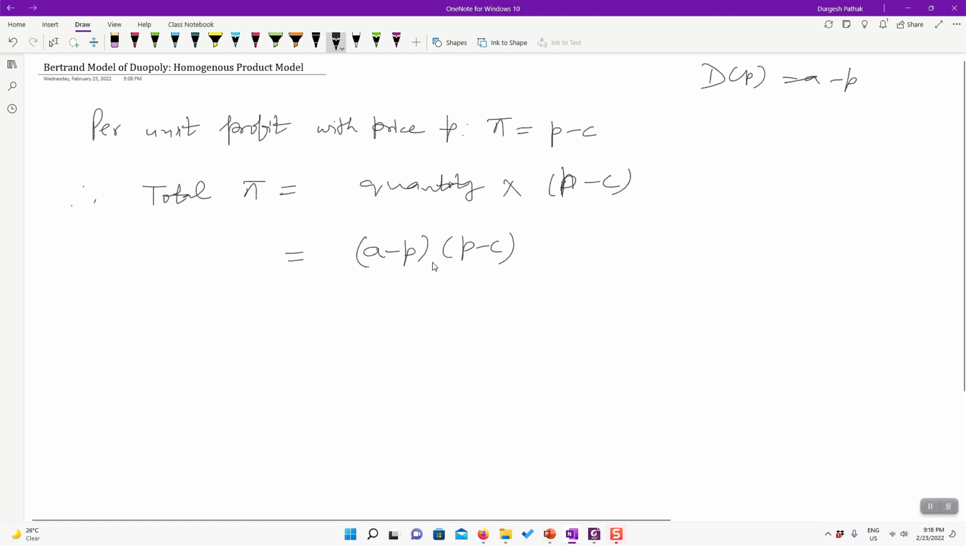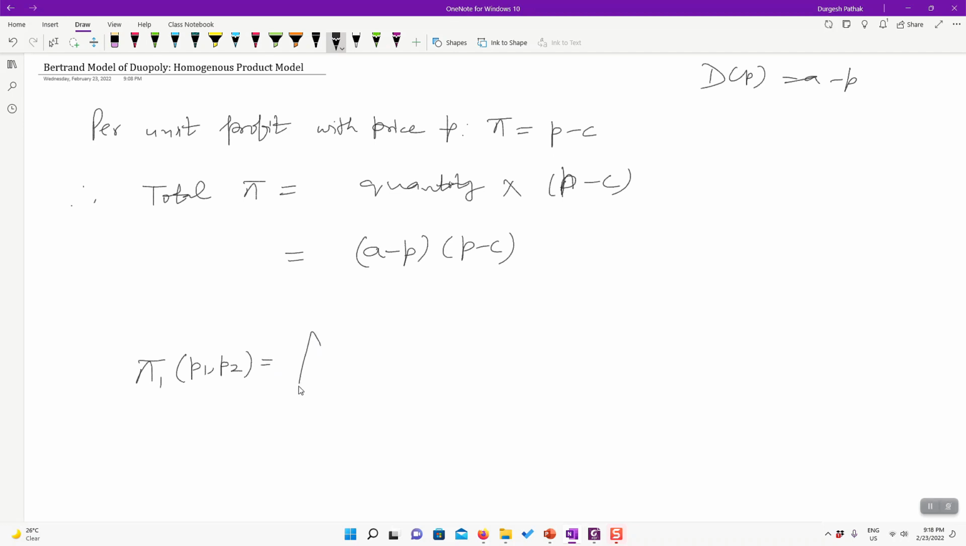So now comes the interesting part. I can write the profit of firm 1, or firm i, whatever you want to call it, when it is charging a price P1 and the other firm is charging price P2. This will be given as P1 minus C into A minus P1, the same form that I have taken there. This part is the average profit, and this part is the quantity.